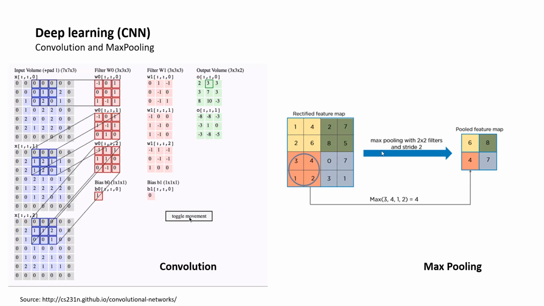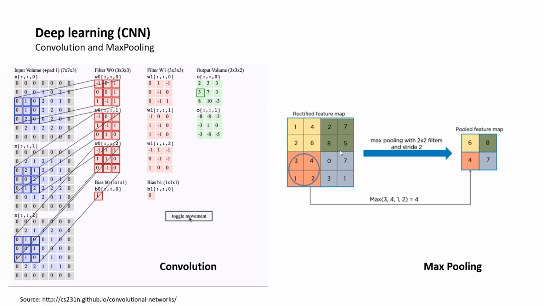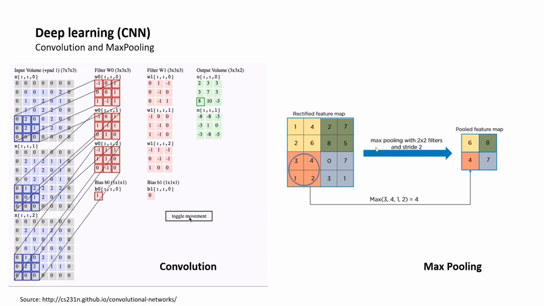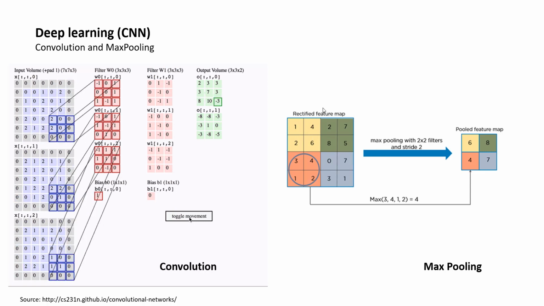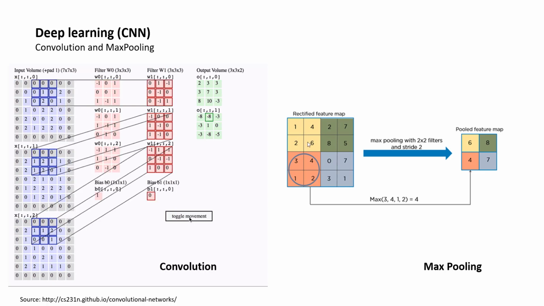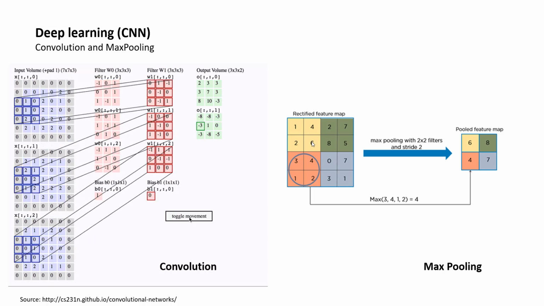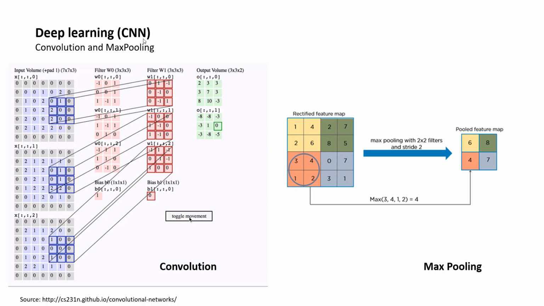And there are also other types of pooling called average pooling or mean pooling. I don't know what the official term is. I think it's average pooling, where you average all the values and then put that value up here. But max pooling is the one that gets most commonly used in convolutional neural networks.